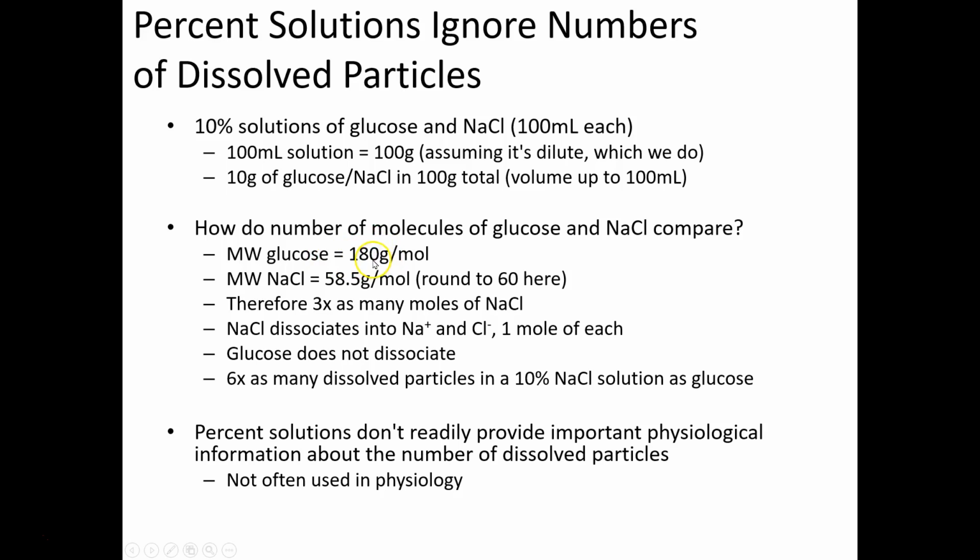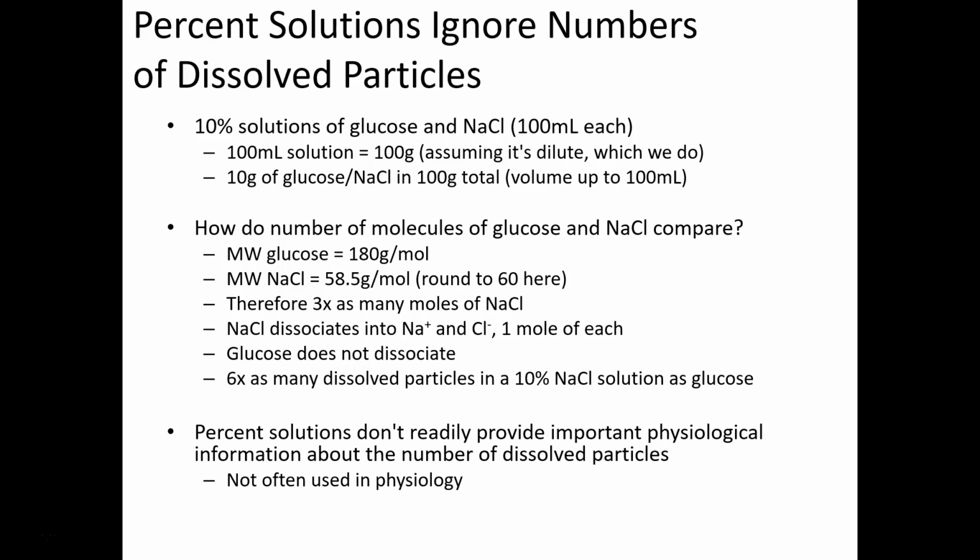Because remember, there's the same number of particles. Each one is 6.02 times 10 to the 23rd. In the case of glucose, we have the same amount of particles as we do in the case of sodium chloride. But glucose weighs 3 times as much, so we have 3 times as many NaCl particles when we put in 10 grams. So 10 grams of glucose is, also, let's do it this way, it's even easier probably.